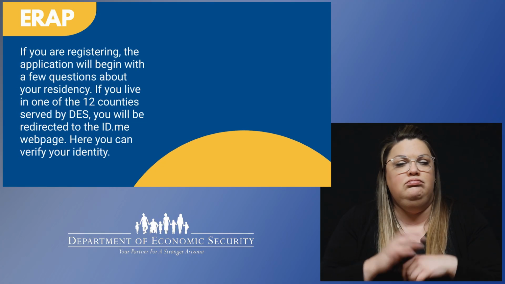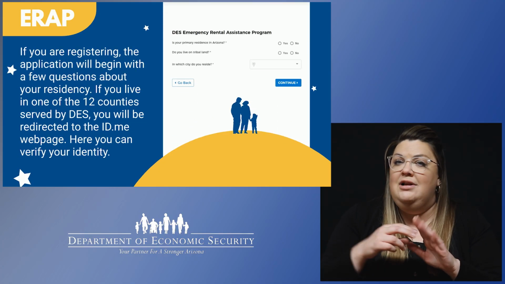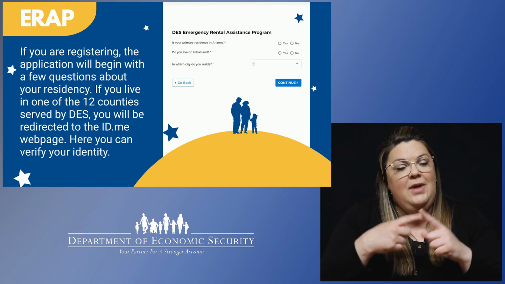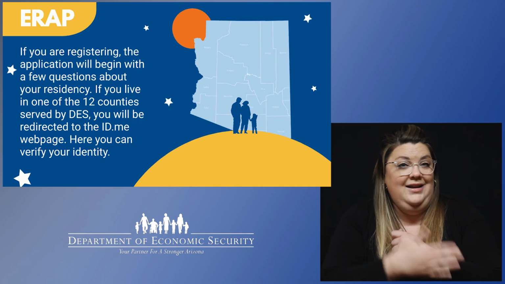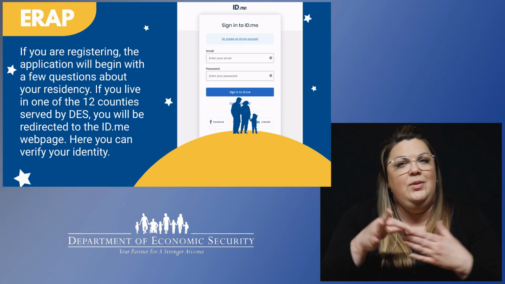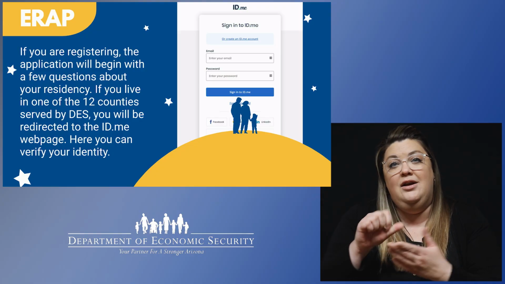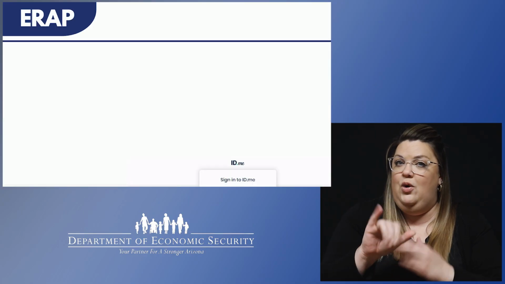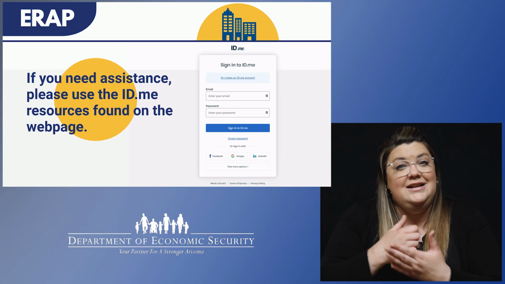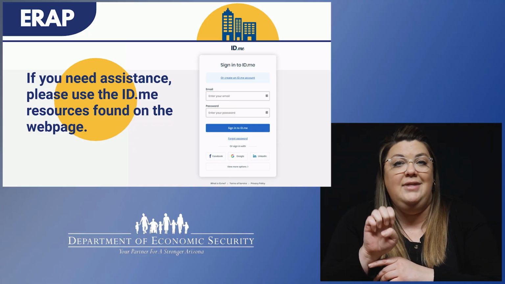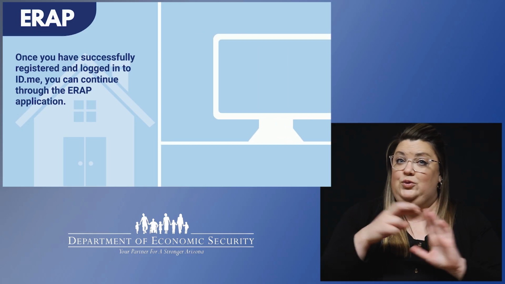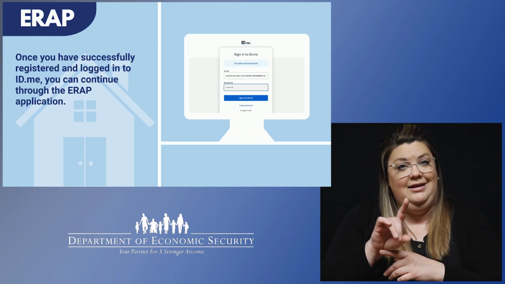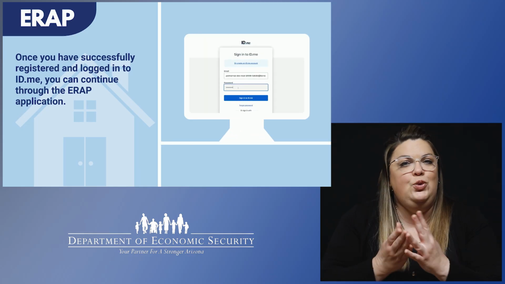If you are registering, the application will begin with a few questions about your residency. If you live in one of the 12 counties served by DES, you will be redirected to the ID.me webpage. Here you can verify your identity. If you need assistance, please use the ID.me resources found on the webpage. Once you've successfully registered and logged in to ID.me, you can continue through the ERAP application.